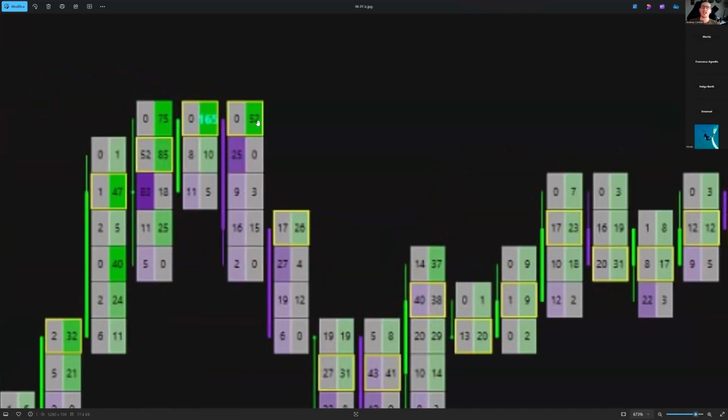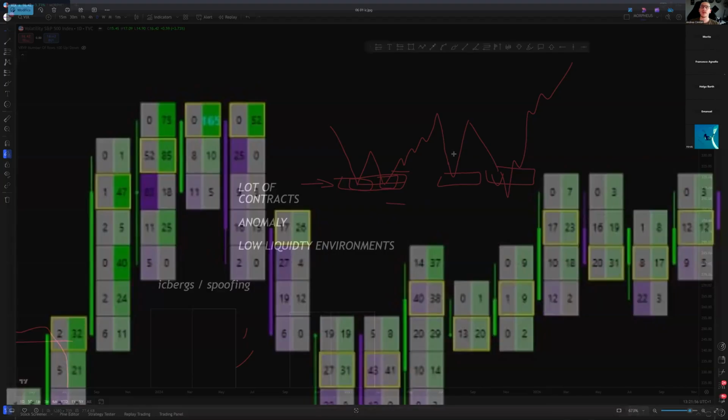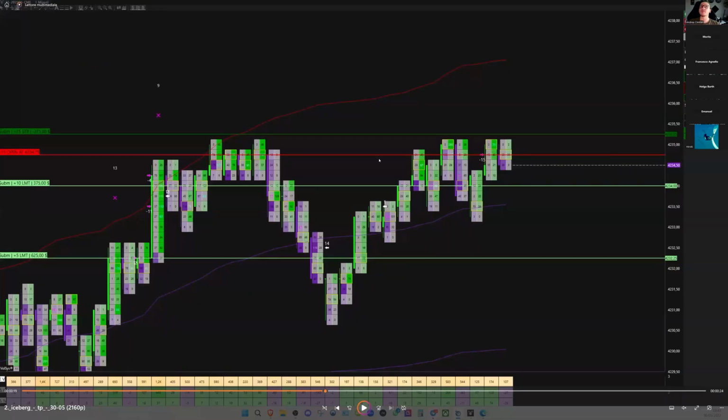So this is how you would see it, okay? And this is the trade. So I sold 15 contracts, S&P, stop 1 tick above. So $300 worth of stop loss. And then 2 targets.